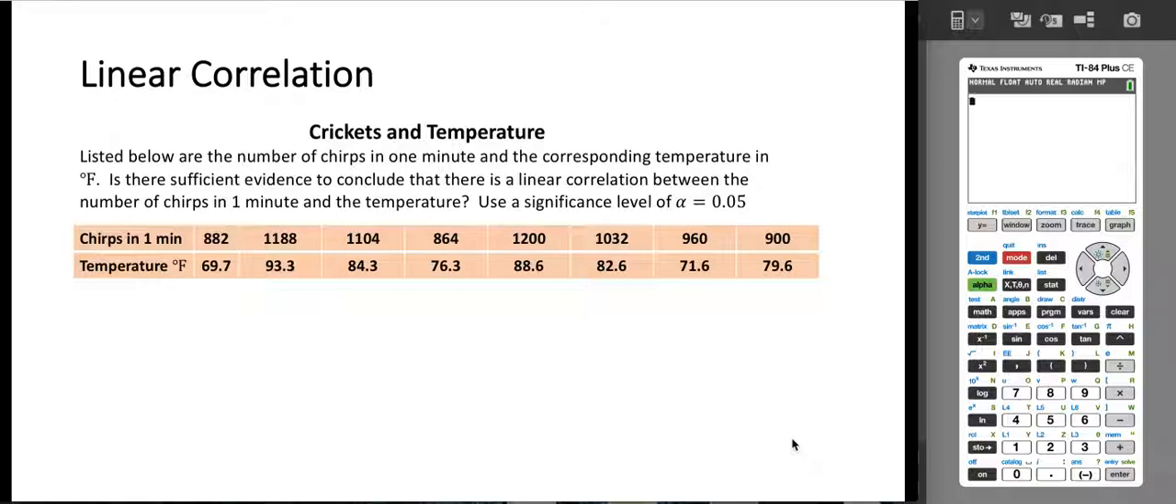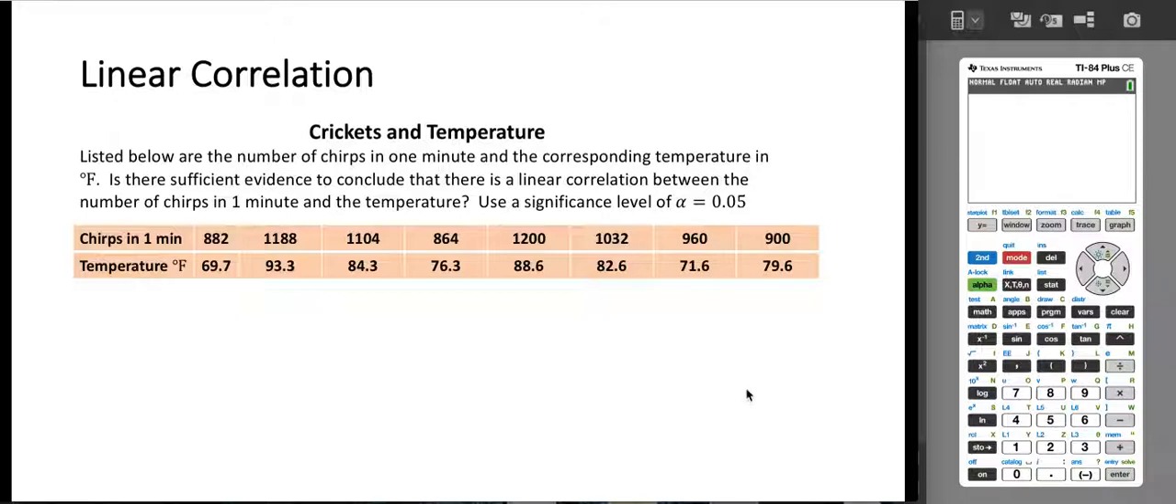So let's look at a specific example. First of all, this is about crickets and temperature. Listed below are the number of chirps in 1 minute and the corresponding temperature in degrees Fahrenheit. Is there sufficient evidence to conclude that there is a linear correlation between the number of chirps in 1 minute and the temperature? So can you use the number of chirps from a cricket to predict what the temperature is going to be? We're going to use a significance level of alpha equal to 0.05.